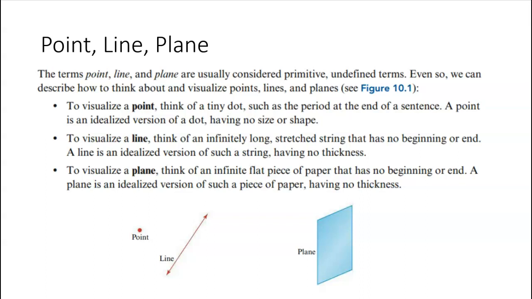A point is a tiny dot, and it has no size or shape. A line is infinitely long. You can think of it as stretched string, no beginning and no end. And a plane, a great way to think about a plane is a flat piece of paper that has no beginning or end, and no thickness.